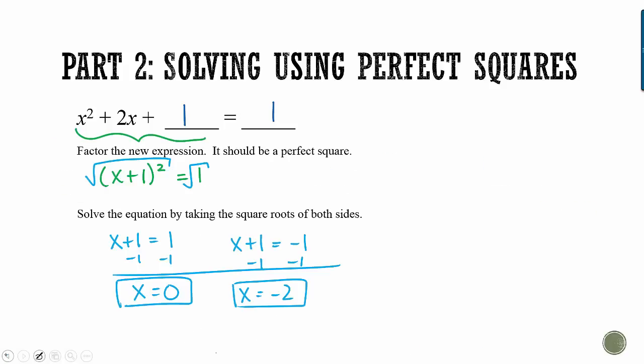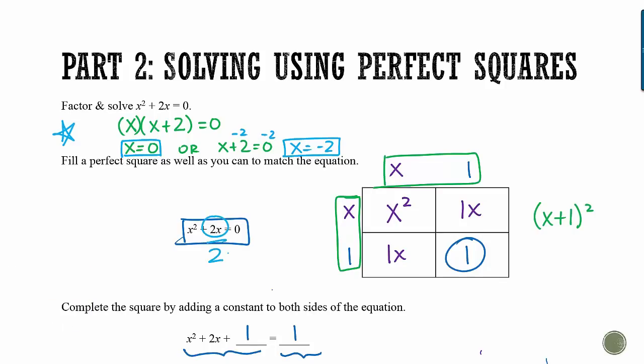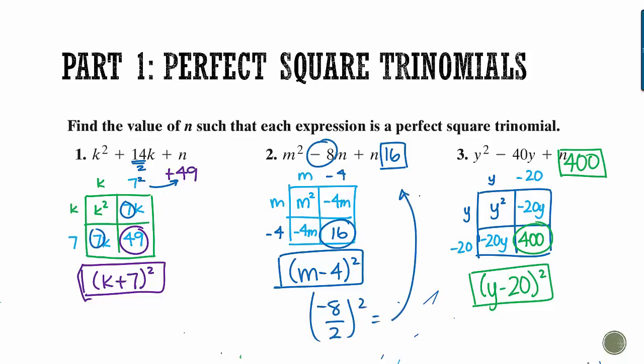If you look back here, the pattern was you take this number, you cut it in half, and that goes here and here. And then you square that number. So 2 divided by 2 is 1. 1 squared is what's right here. That happened back here as well. You take this number, you cut it in half, so that's where 7 came from. And then you square 7, and that gives you 49. Take this number, cut it in half, you square it, and that's where 16 came from. Same thing with the next one.